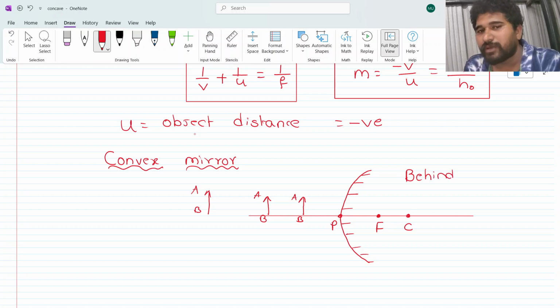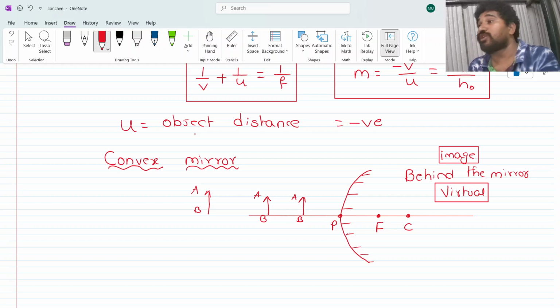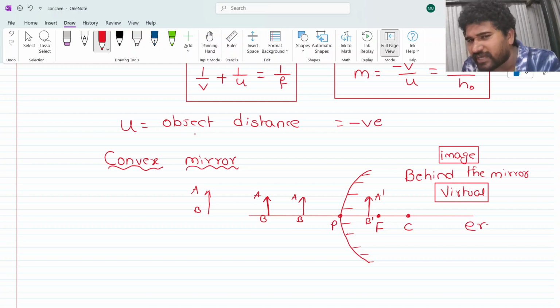Where will it be formed? Behind the mirror. What will be formed behind the mirror? The image. Keep that in mind. And the type of the image is virtual. What is the type of the image? It is virtual. And one more thing, when I place object AB like this, the image will also be formed like A dash B dash. That means it is not inverted. It is always erect.